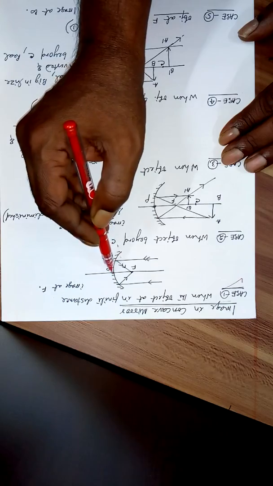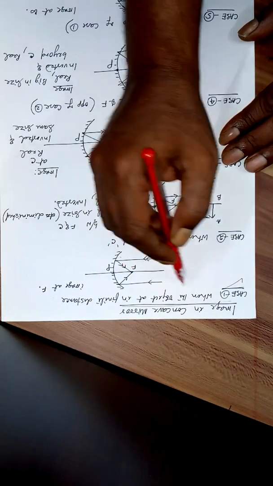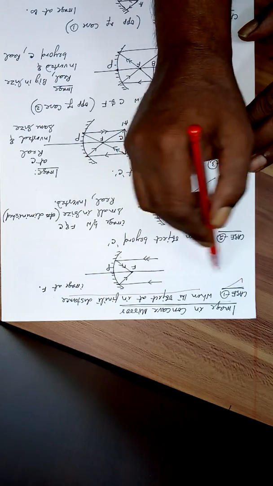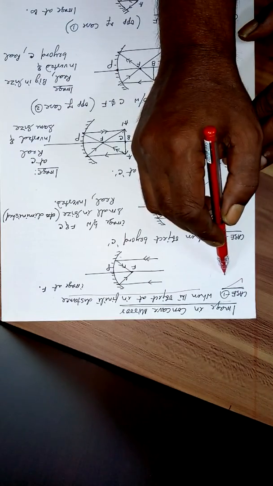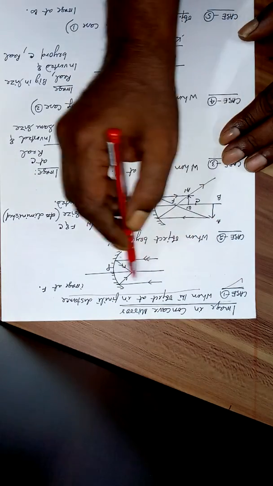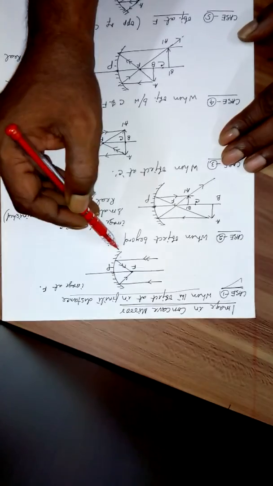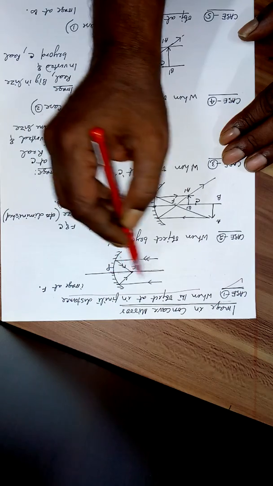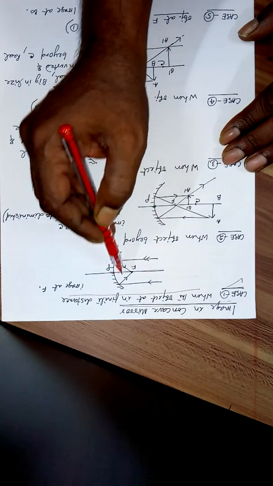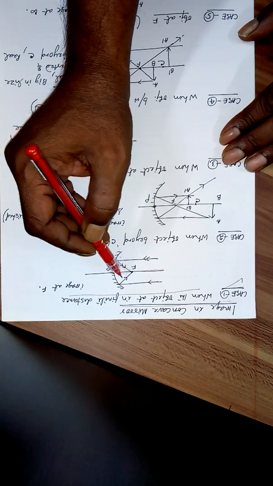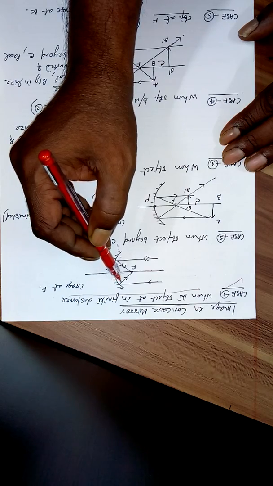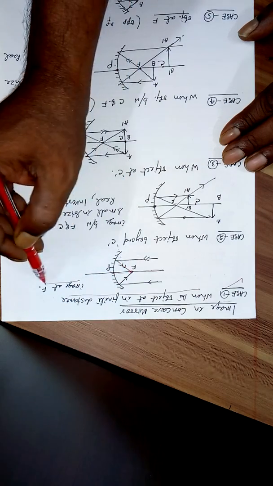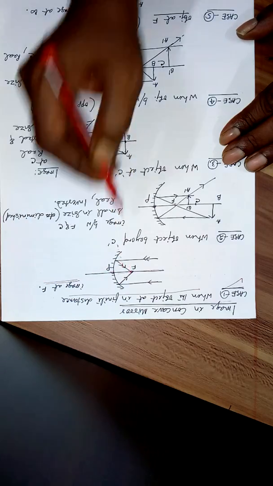Here is the concave mirror, the pole and the focus. When the object is at infinite distance, very far off, the rays will be parallel. If you are holding the mirror such that the principal axis is parallel to the incoming rays, as you have seen on the previous page, they pass through the focus. So the image is at the focus. It is a point image.